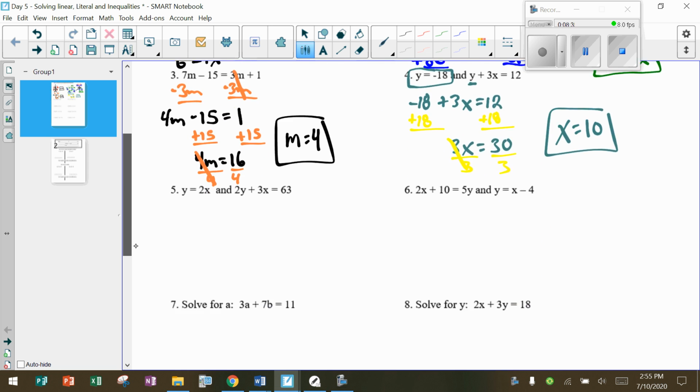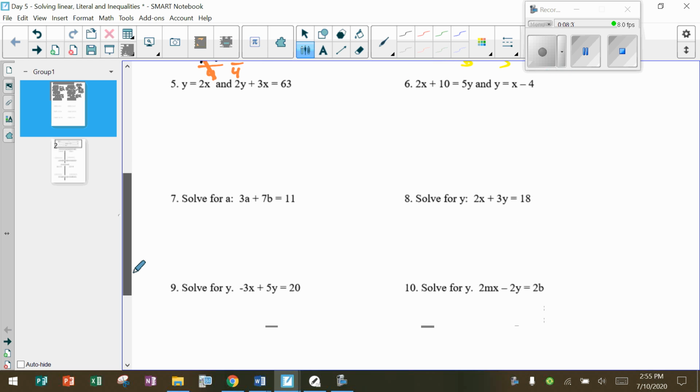Sometimes the substitution is a little bit more involved than just a single number. So in this one, we see that y is equal to 2x. So all we're going to do is take our equation that says 2y plus 3x equals 63. We are going to replace just the y, take the y out, and replace it with a 2x. Everything else in the rest of the equation stays the same. Now we can just multiply 2 times 2x to simplify this a little bit.